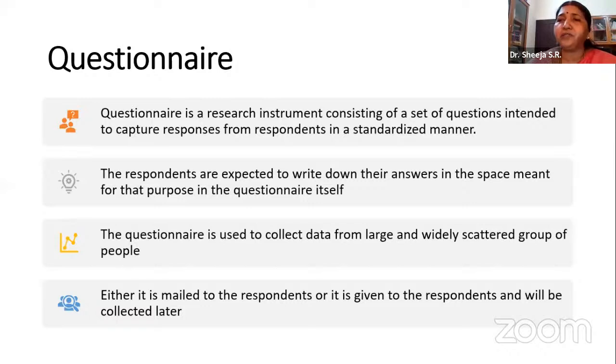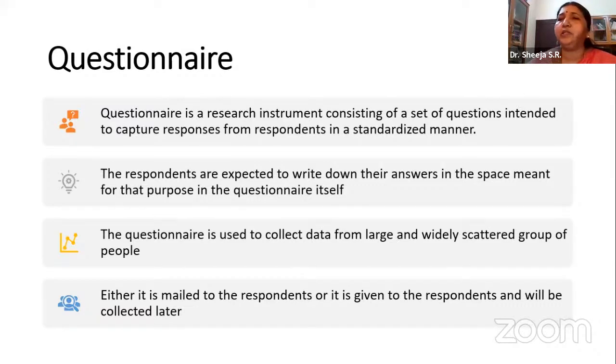This is a major difference between a questionnaire and a schedule. I have already mentioned that there is no structural difference. The questions will be the same, but in a questionnaire, the respondents are expected to write down their answers. However, in a schedule, the person who is writing is not the respondent, it is the interviewer himself. Most often we use questionnaires when we have to collect data from a large number of people, particularly when they are widely scattered.